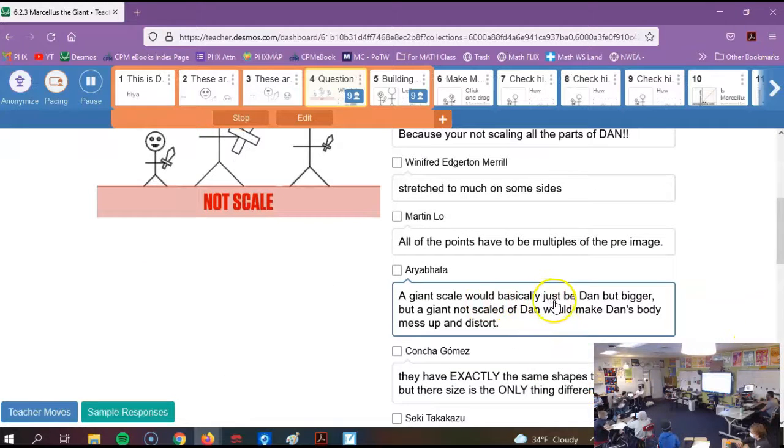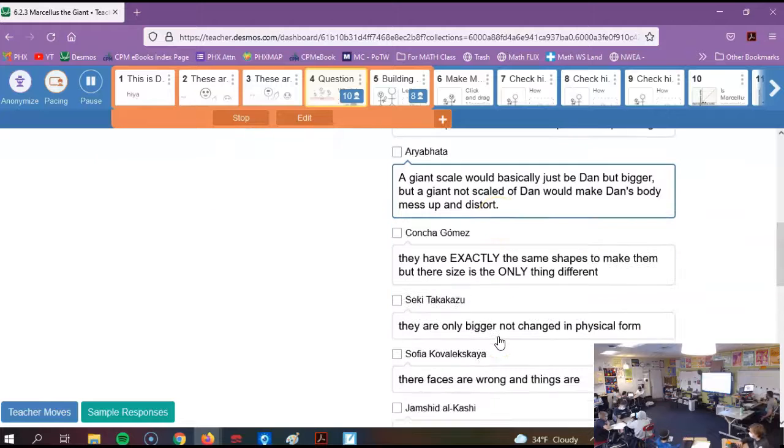A giant scale would basically just be Dan, but bigger. But a giant not scaled up Dan would make Dan's body mess up and distort. True. I changed mine.